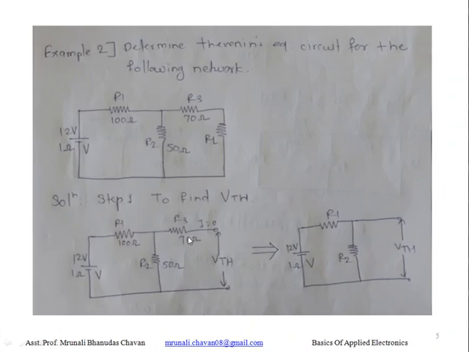So to measure VTH we have to see this circuit, observe this circuit. We can see the one terminal of R3 is in circuit but other terminal is not, means other terminal is open, and that's why there will be no any current flow through this R3.